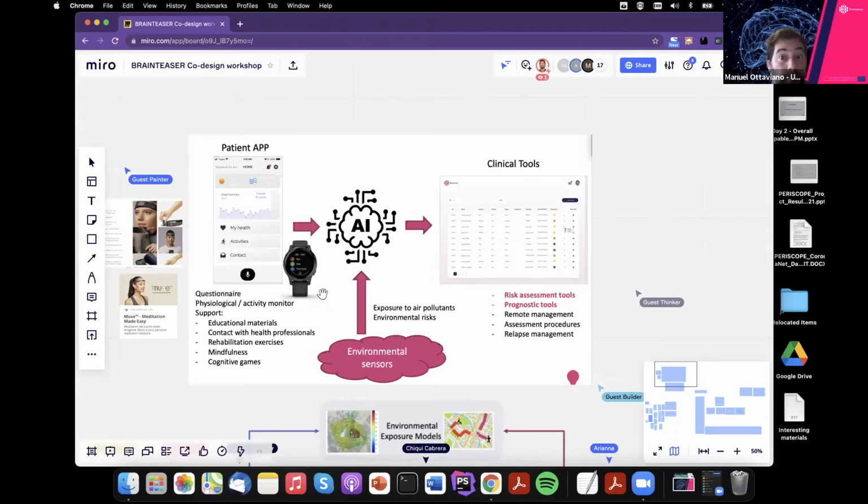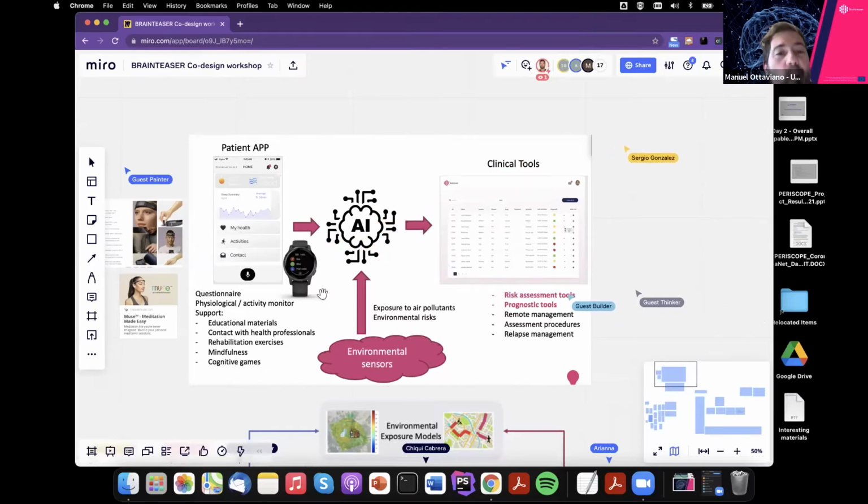All this technology for sure will be enhanced by this AI model that will provide timely information about risks and prognostic of the patient. So this is basically our system. We will have an environmental part that Arianna is going to discuss later. And now with this first presentation, I would like to start a discussion with the panelists in order to break the ice in this workshop.